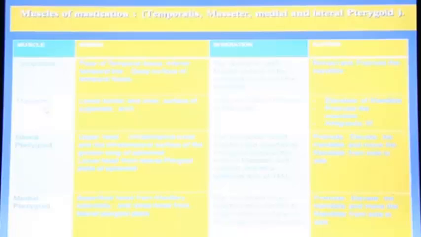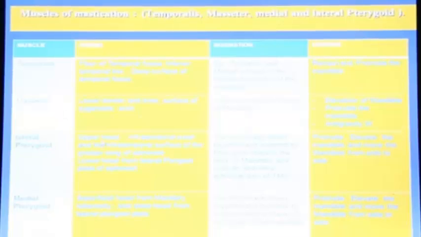The second muscle is the masseter muscle, the strong muscle. Origin from the lower border of the inner surface of the zygomatic arch. Insertion to the lateral surface of the ramus of the mandible. Action, elevation of the mandible, protrude the mandible, and anti-gravity action. When the patient has tetanus, it will lead to tonic spasm of this muscle, and it leads to lock of the temporomandibular joint.